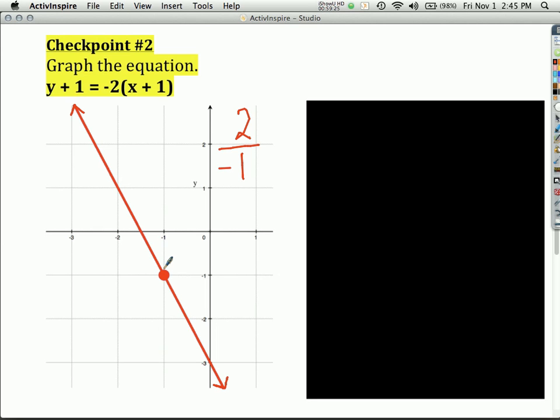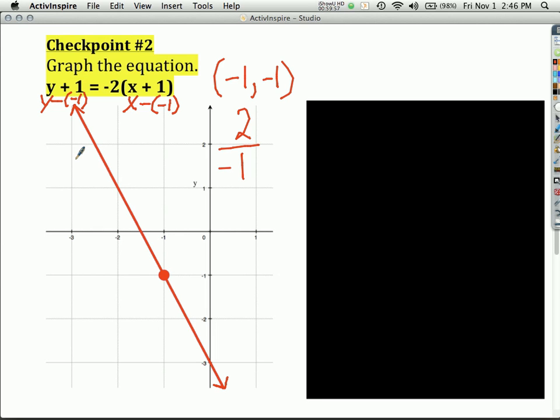Yeah. So the starting point is supposed to be negative 1, comma, negative 1. We talked about how this really means x minus negative 1, and this really means y minus negative 1. And so it's negative 1, comma, negative 1. It's not easy, so I don't blame you.